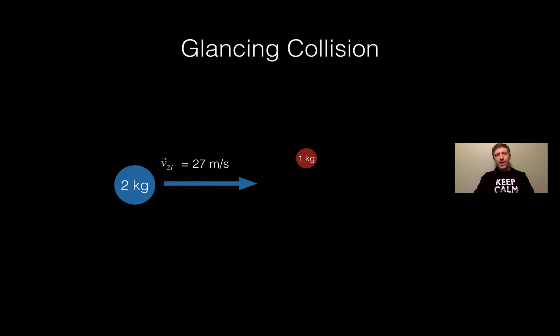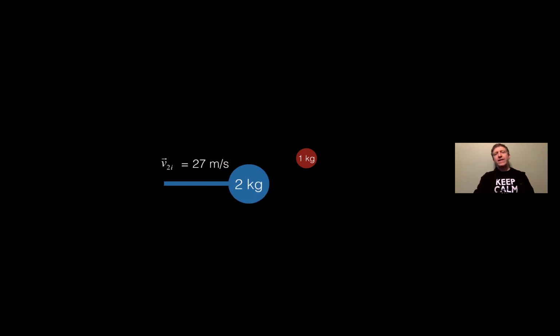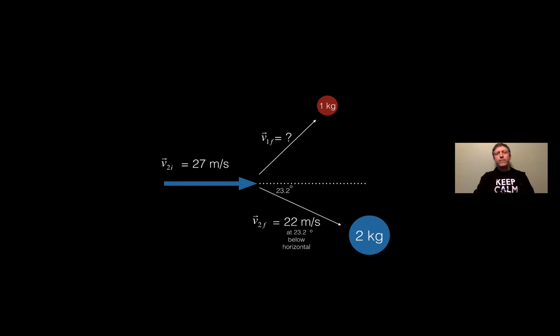Our 2 kilogram object is initially moving at V2 initial equals 27 meters per second horizontally. And it collides, in a glancing collision, with this 1 kilogram object, and they both move off in both X and Y directions after the collision. What we are given here is that V2 final is 22 meters per second at 23.2 degrees below the horizontal. And our question that we're trying to solve is, what is V1 final?